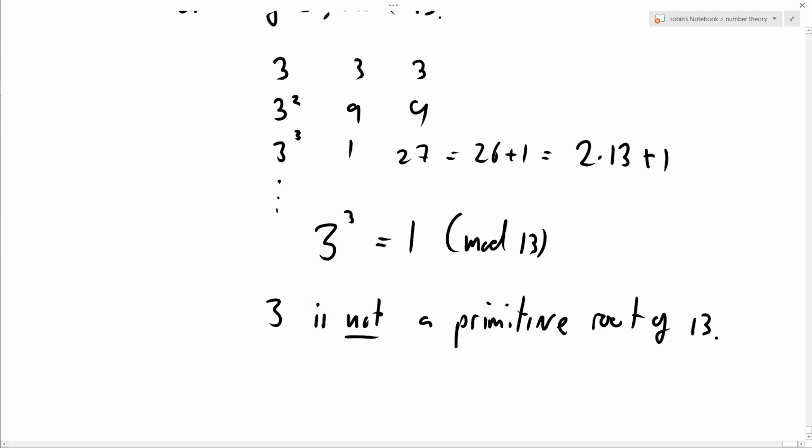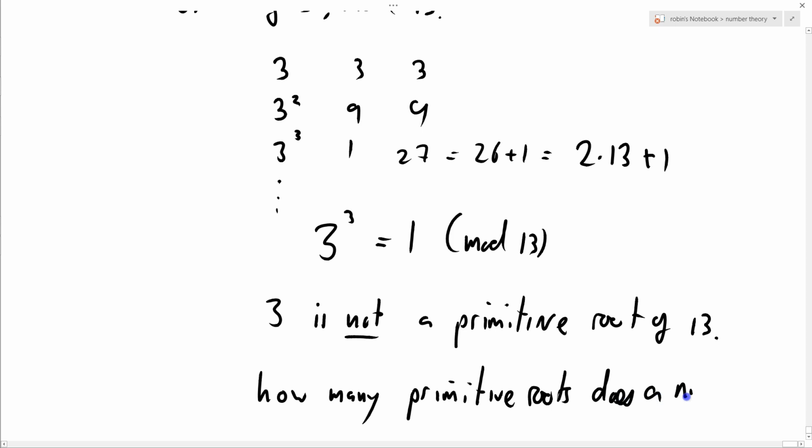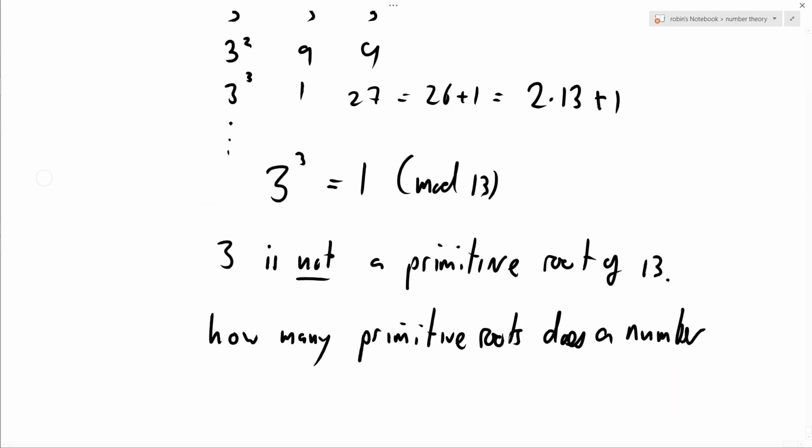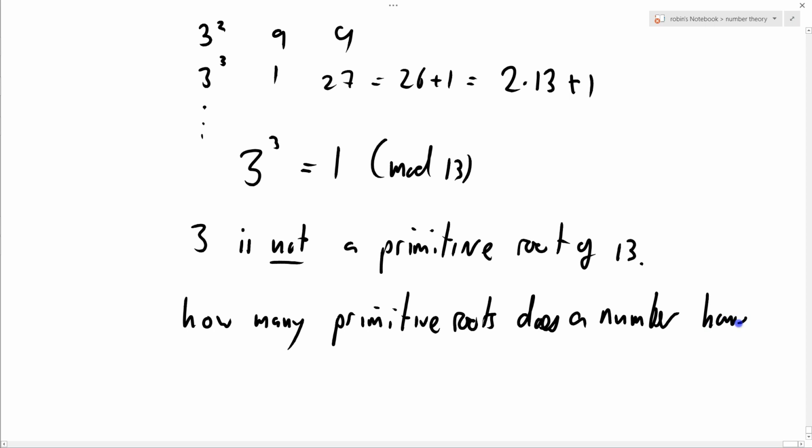all primes have got a primitive root, but how many primitive roots does a number have? We don't know. It's very difficult to tell. Well, no, it's not entirely difficult to tell because I'll give you a formula for it, but it's not immediately obvious how it works.